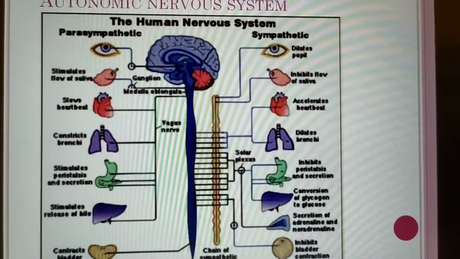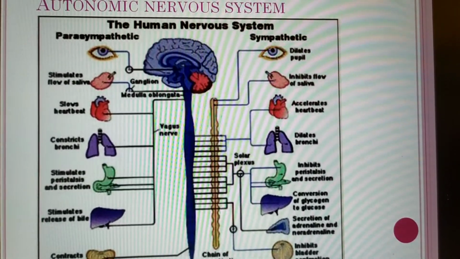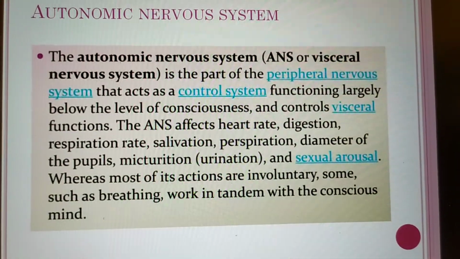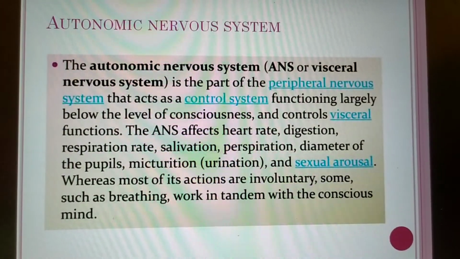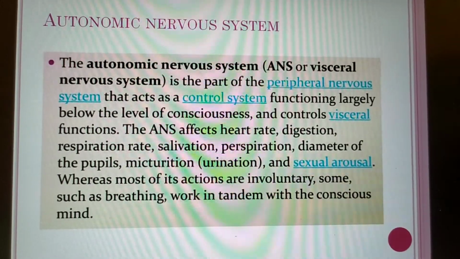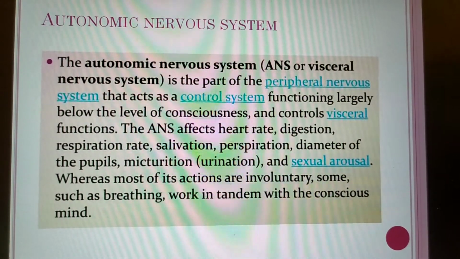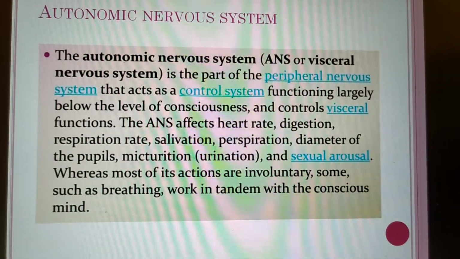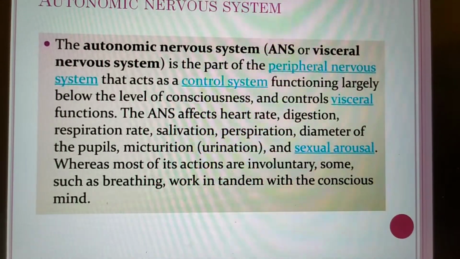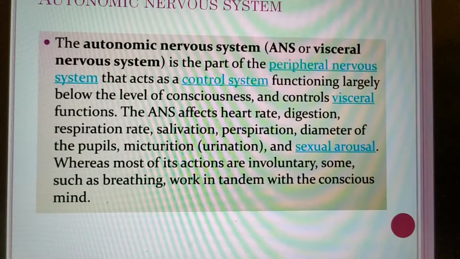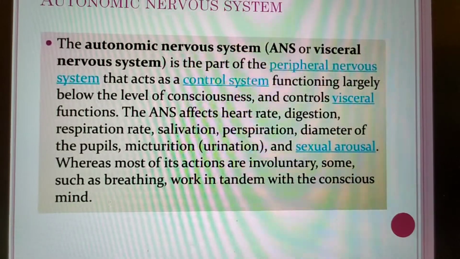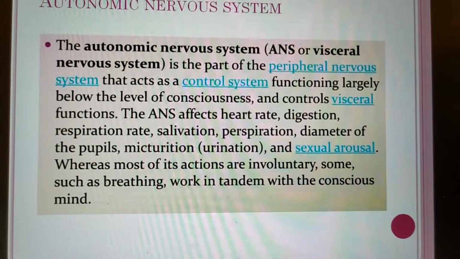The third type of nervous system is the autonomic nervous system, which is comprised of parasympathetic and sympathetic. The autonomic nervous system or the visceral nervous system is part of the peripheral nervous system that acts as the control system, functioning largely below the level of consciousness and controlling visceral functions. The ANS affects the heart rate, digestion, respiration rate, salivation, perspiration, diameter of the pupils and sexual arousal. Whereas most of its actions are involuntary, some, such as breathing, work in tandem with the conscious mind.